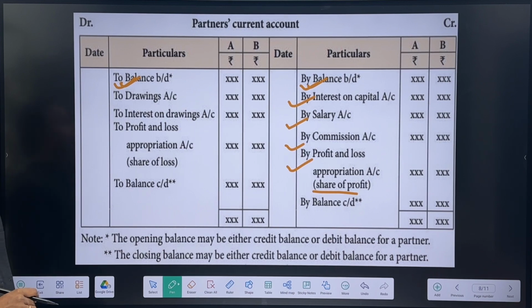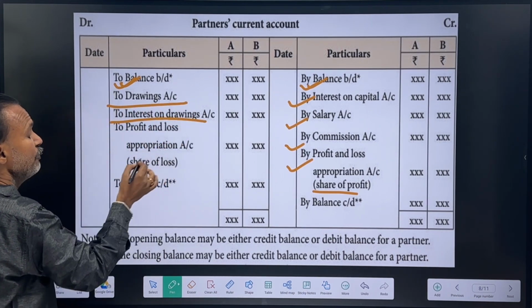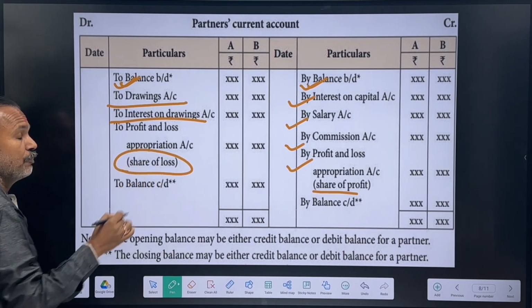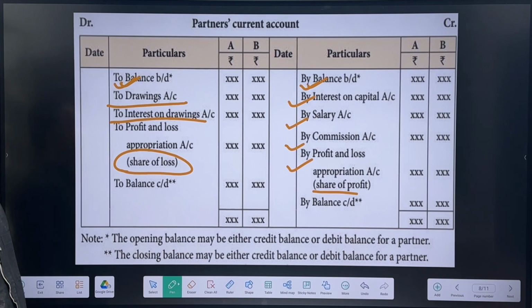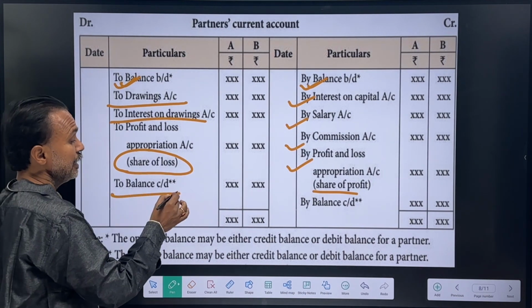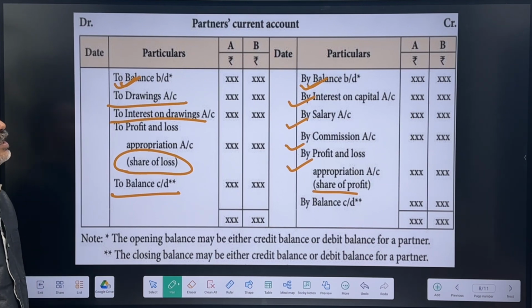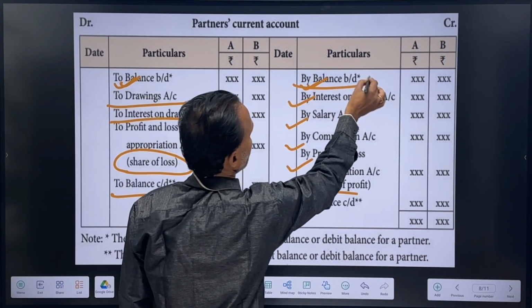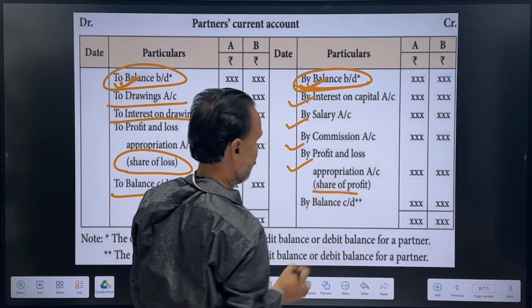On the debit side, we show drawings, interest on drawings, to profit and loss appropriation account. If the appropriation account shows a loss, this loss is distributed among partners. This is to balance CD, the difference of credit and debit side. It is very simple to prepare partners current account, excluding balance BD or to balance BD or by balance BD.